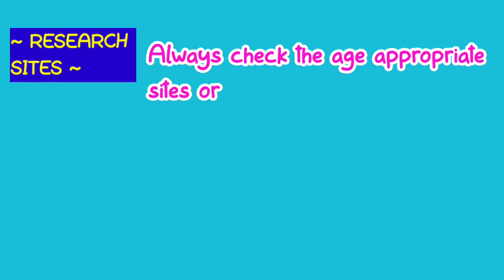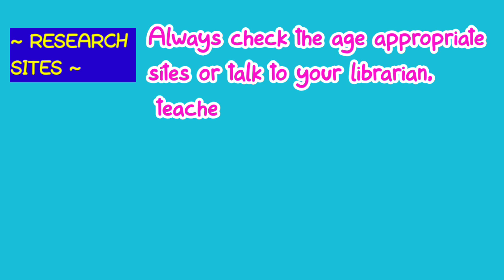Now, the next one says that always research age-appropriate sites before going online. If you're searching for any kind of content online related to your subject or your studies, look for appropriate sites from where you can get the data, because if you navigate over any sites on the internet, you may end up getting wrong information and sharing your personal data as well. So always talk to your elders, parents, librarian, or teacher, so that they can check the site, and then you can explore the web.